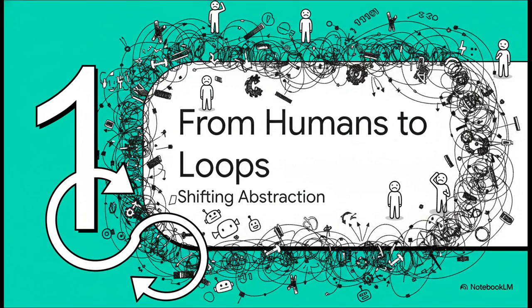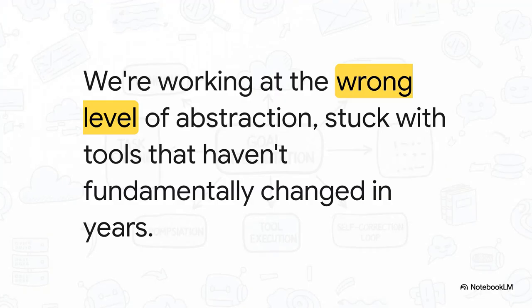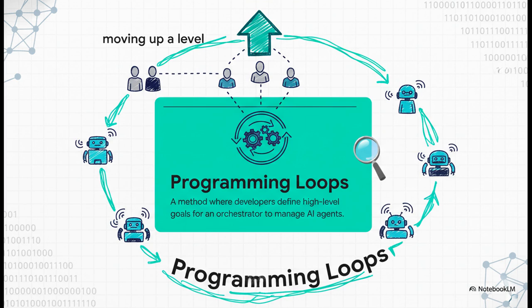Section 1, from humans to loops. So what's actually broken about the way we do things right now? Let's really get to the core of the problem that this entire philosophy is trying to solve. The central argument here is that we are stuck. We are working at completely the wrong level of abstraction. We're basically micromanaging AI agents one by one using the same old developer tools that haven't really changed in decades. It's like we're the direct supervisor for every single tiny task, and you know what? That just doesn't scale.